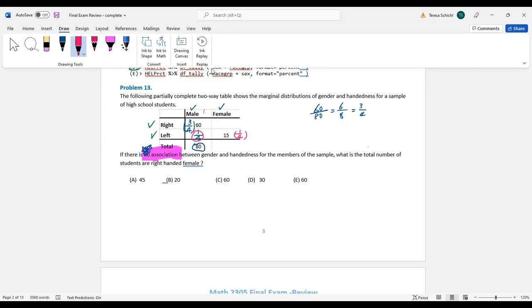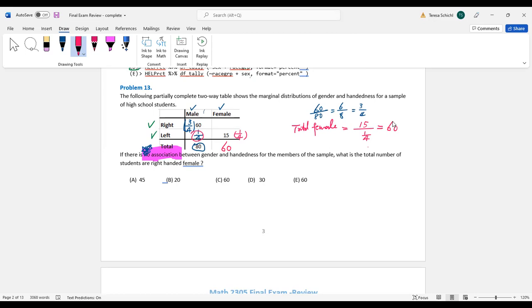Okay, so now we need to calculate. If 15 left-handed is only 1/4 of the females, what is the total number of female students we have? The total female students will be 15 divided by 1/4, right? So that's 60. I know I surveyed 60 students for the female.